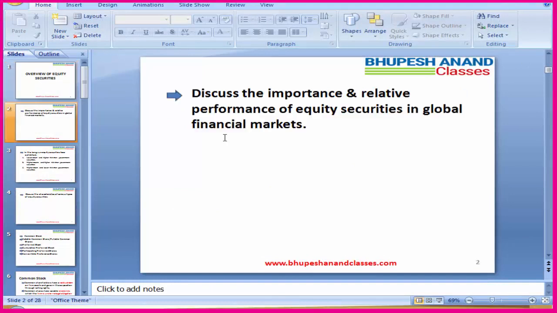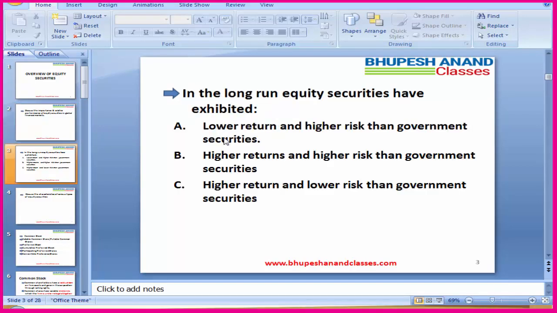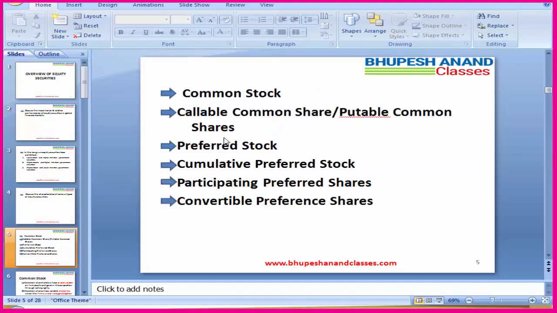Overview of equity securities. I have prepared the PowerPoint slides for you. Discuss the importance and relative performance of equity securities in the global finance market. We have already discussed that overall they have good performance as compared to bond markets and treasury markets. In the long run, equity securities have exhibited higher return and higher risk than government securities.